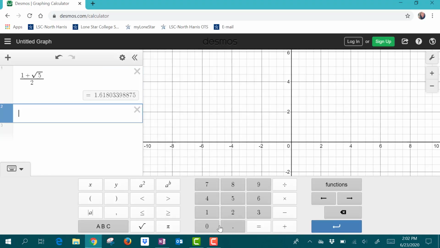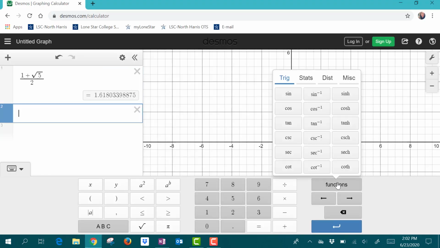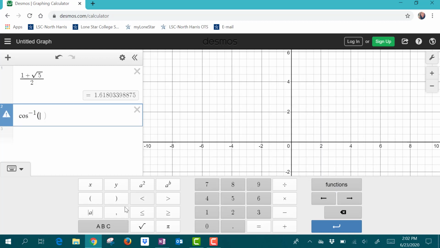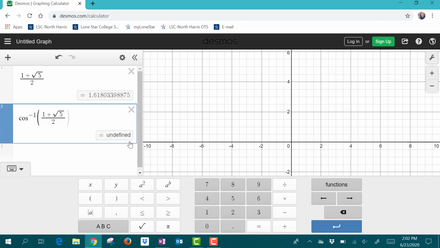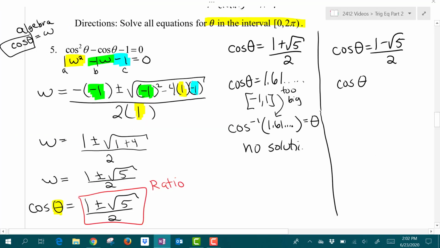So down here I'm going to go to functions, I'm going to do cosine inverse, and I'm going to type the same thing in. 1 plus square root of 5. I'm going to highlight the 1 plus square root of 5 with the mouse. I'm going to put divided by, make sure all that's on top of the line, put the 2 at the bottom. It tells me undefined, which essentially is telling me there's no solution. No solution. Alright. Now what about cosine theta is equal to 1 minus square root of 5 divided by 2? Let's figure out what that ratio is.